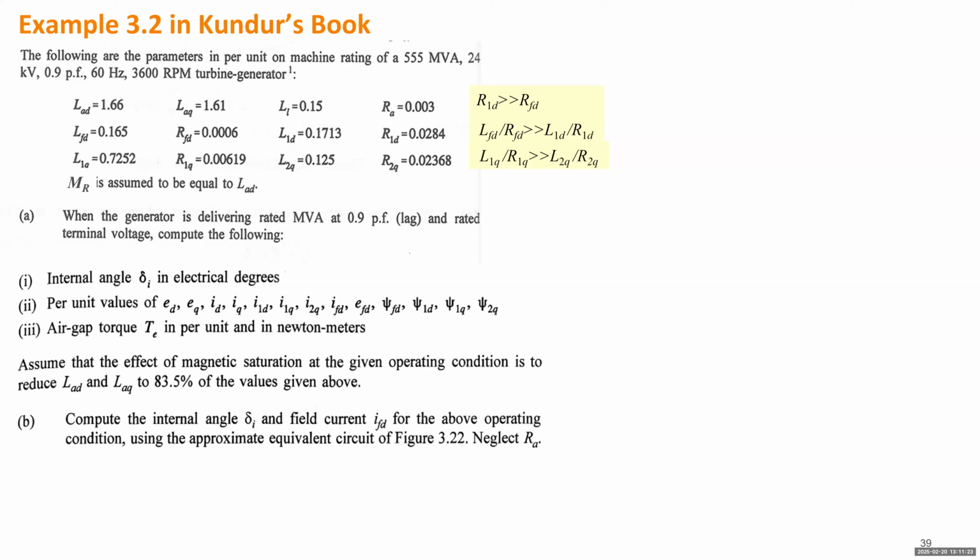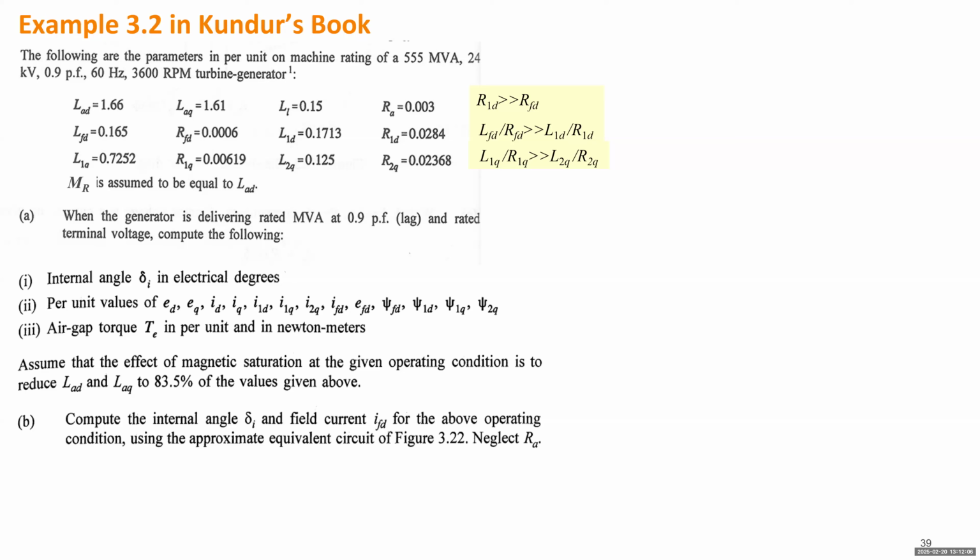Why? Because RFD will create some loss, so it's supposed to be low. You need to minimize the resistance of the field winding. But what's the function of R1D? R1D is to damp the oscillation, so it's supposed to be high. The damper winding is made by either a squirrel cage using a high resistive material, or, if it's not a squirrel cage circuit, some special material to convert the oscillatory energy into heat. So this one's supposed to be very high.